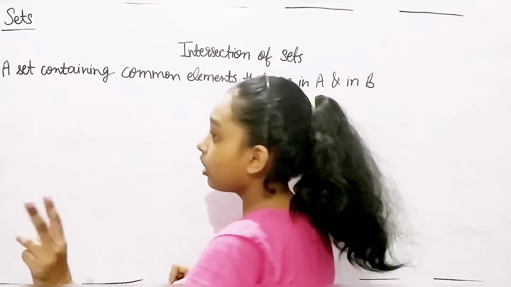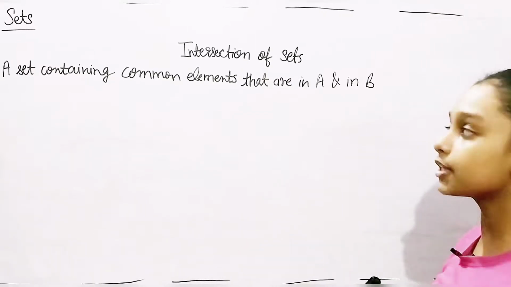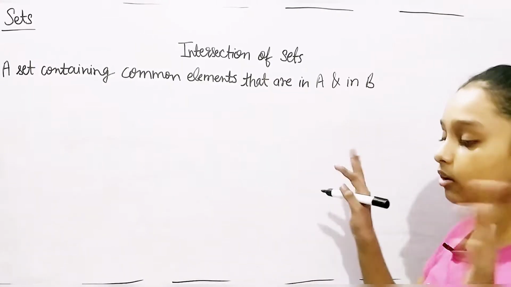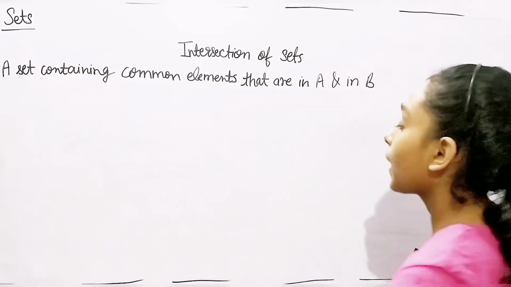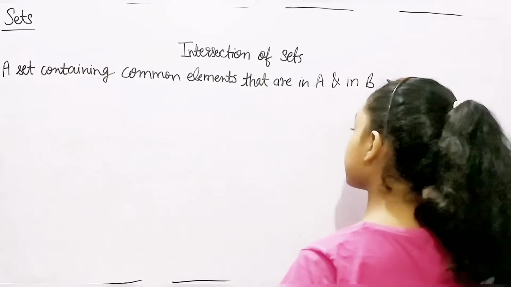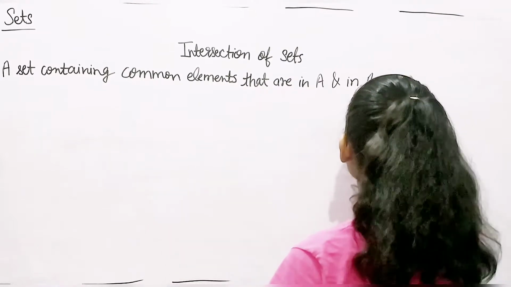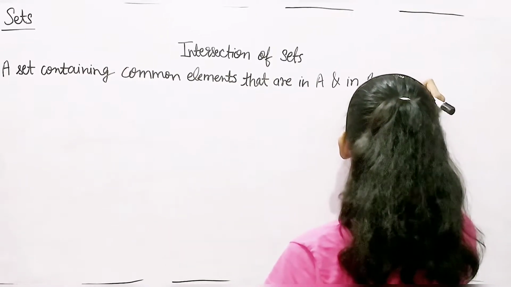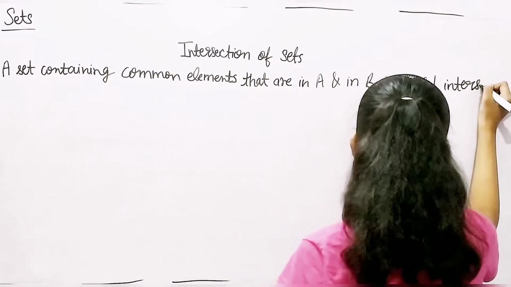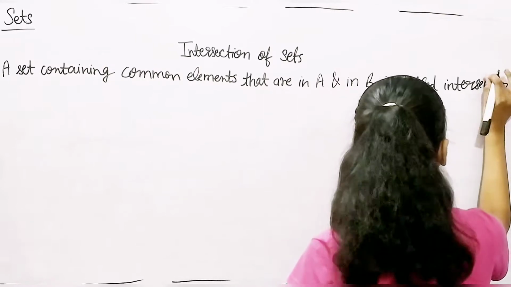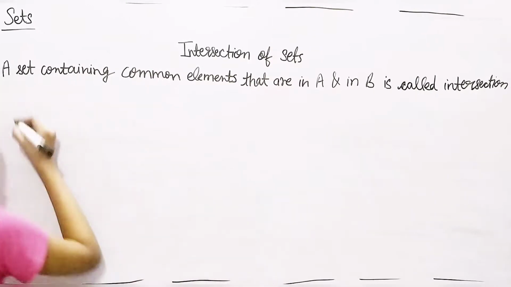For now we have just taken two sets. I take two sets as an example to show you, so that we can understand intersection of sets in a simple way. A set containing common elements that are in set A and in set B is called intersection of sets.